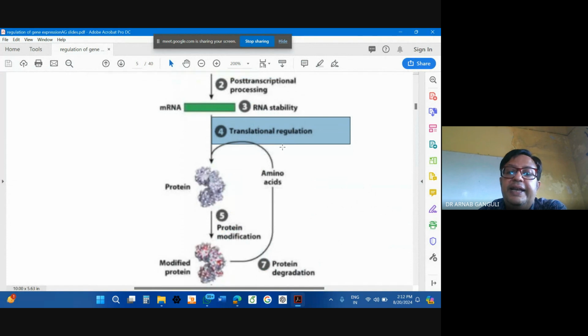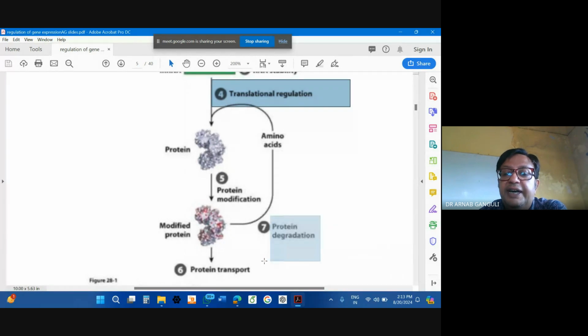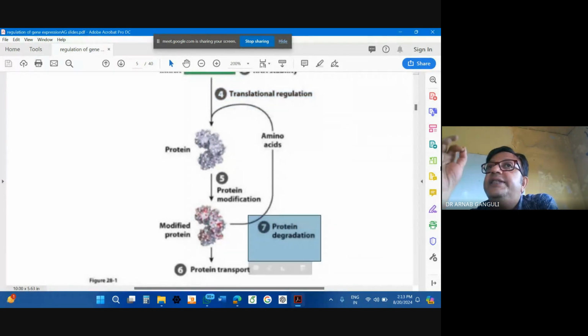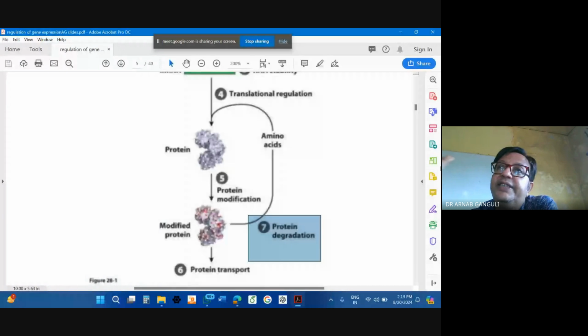So the next step, after protein modification, is protein degradation. Proteins are tagged with a moiety known as ubiquitin, and once it's ubiquitinated, it is targeted for destruction, ubiquitinylation. So if the ubiquitinylation is very high, then the proteins get destroyed very fast.